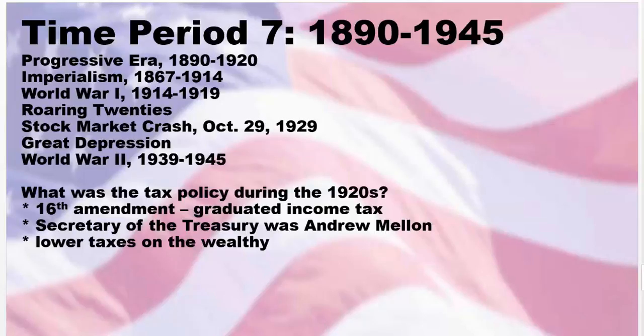The income tax just started with the 16th Amendment, and this was a graduated income tax that had different tax brackets for individuals based on their income levels. This tax policy is a more conservative approach and will be followed later on during the 1980s with Ronald Reagan.